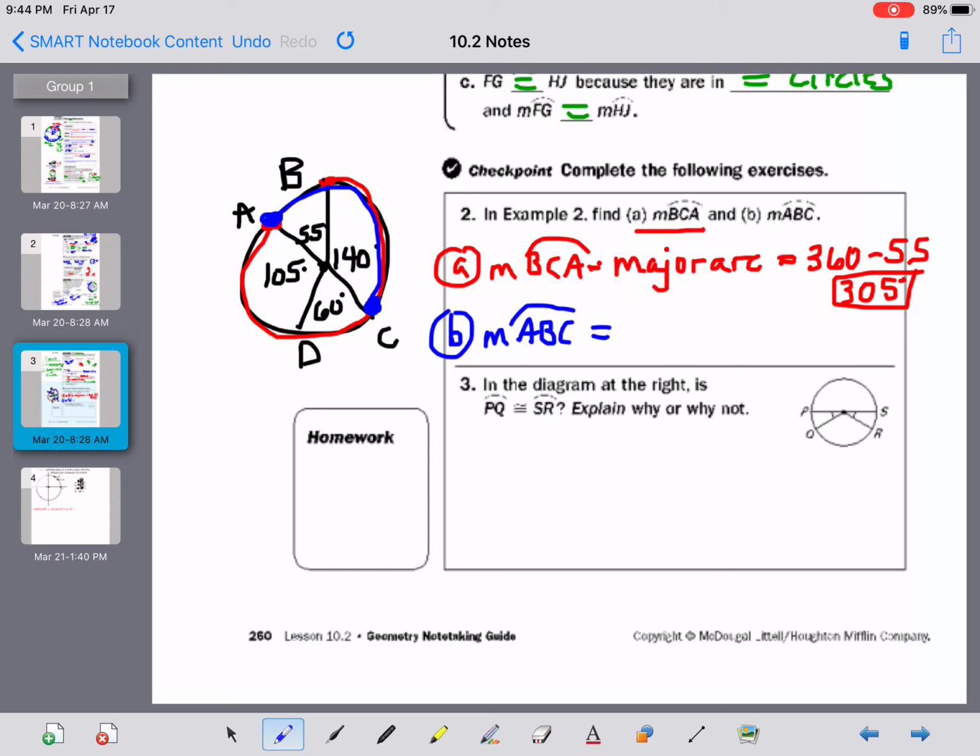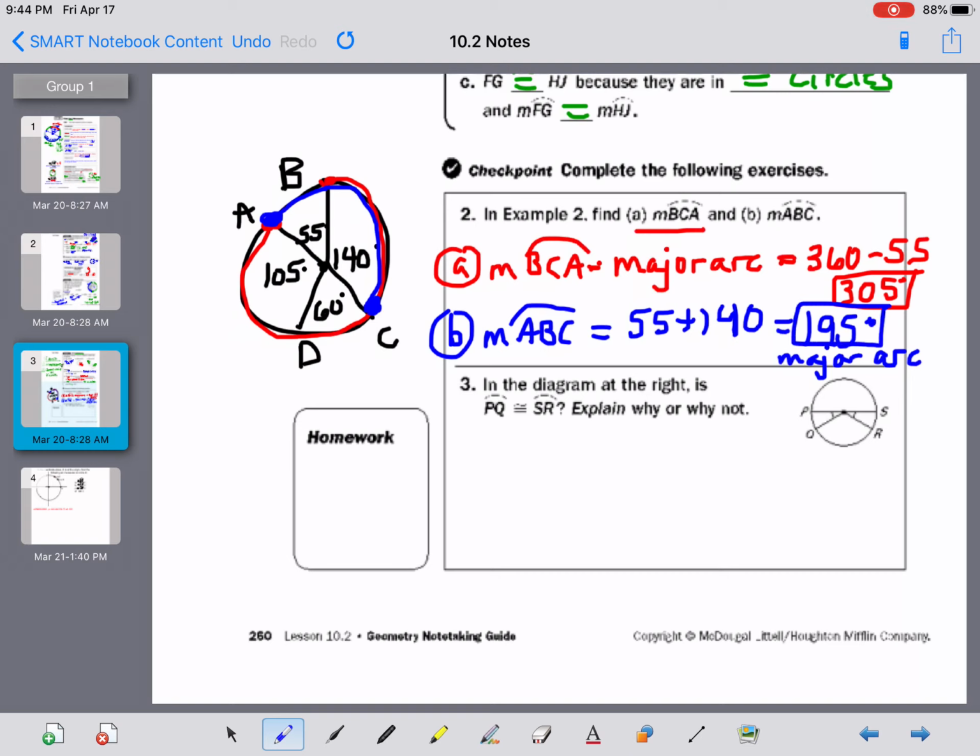I'm going to do the math first here. I get a 55, and I'm going to add it to that 140 to include both of my arcs, and that looks like it makes a 195. So if I wanted to name that one, it also would be a major arc. And of course that one was easier to find with adding, just the way the picture was set up.